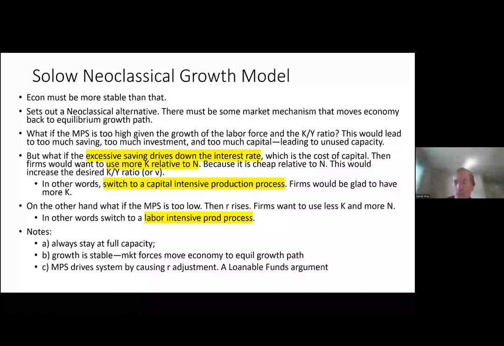Well, what happens if you have too much saving? The interest rate goes down because it's loanable funds. So this is where the loanable funds is. It's not in Domar. It's in Solow, okay? Who should know better, because he's supposed to be a Keynesian, right? But anyway. Those are textbooks, butchered Harrod and Domar, as usual. I mean, they butchered Keynes, so I'm not surprised. So anyway, the interest rate is going to fall, and that's the cost of capital. So firms want to use more capital relative to labor.